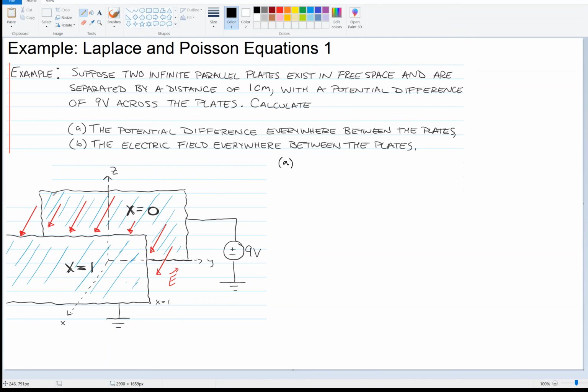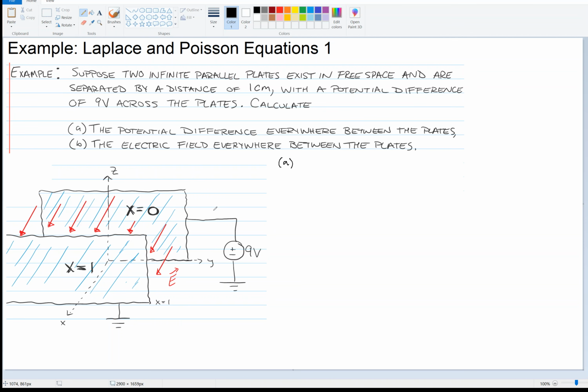But I've shown my infinite plates here, and I've aligned them along the x-axis. So one of the planes is the x equals 0 plane, and the other plane is the x equals 1 plane. And I've chosen that so we just work in the x direction. I mean, you could do this in the y direction or the z direction, but you want to align them in one of those dimensions to make your life more simple.